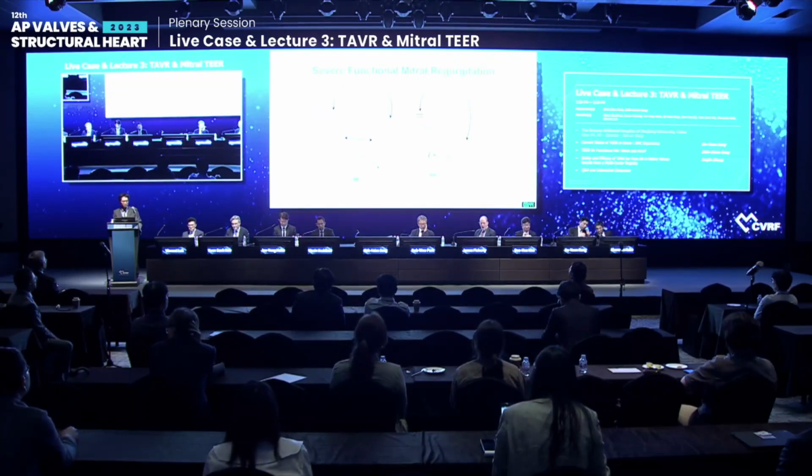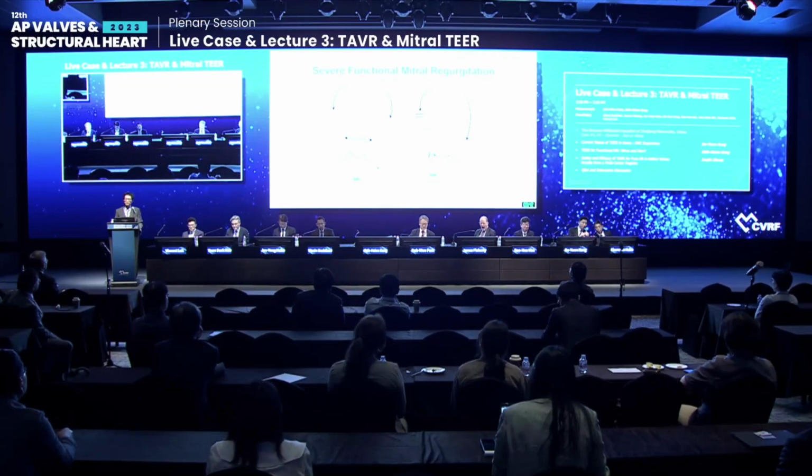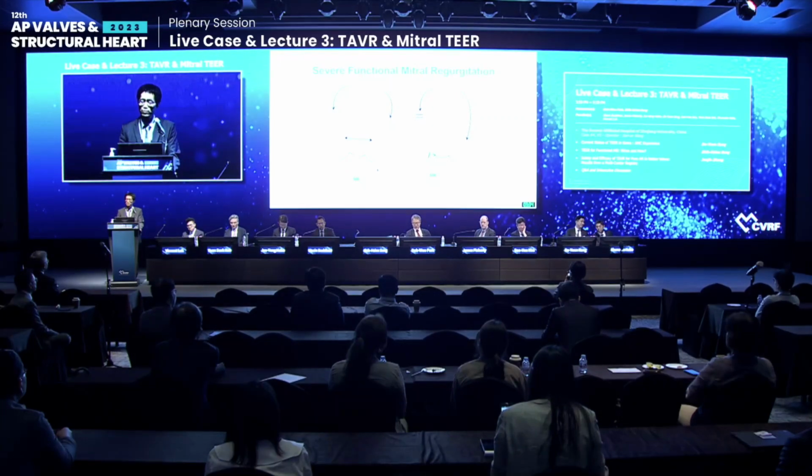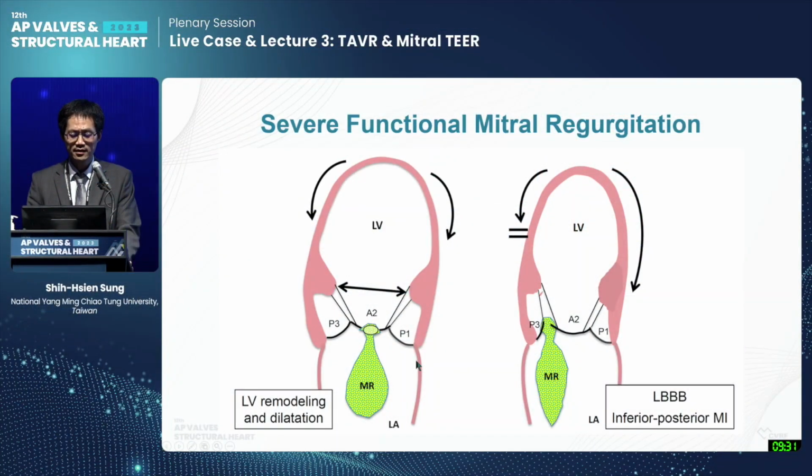This is my disclosure. We all know that severe functional mitral regurgitation is primarily related to myocardial dysfunction and dilatation, with displaced papillary muscles pulling the leaflets toward the apex, thus hampering leaflet coaptation. It would be symmetrical in patients with non-ischemic etiology, and would mostly involve the posterior medial papillary muscle on the right-hand side in patients with ischemic cardiomyopathy.